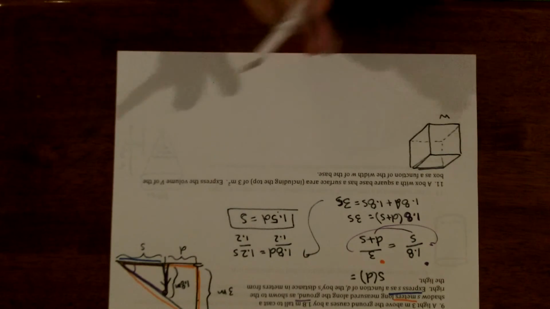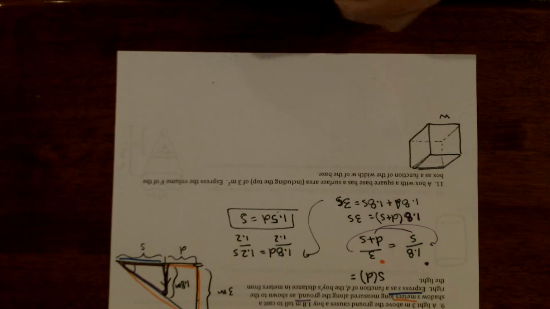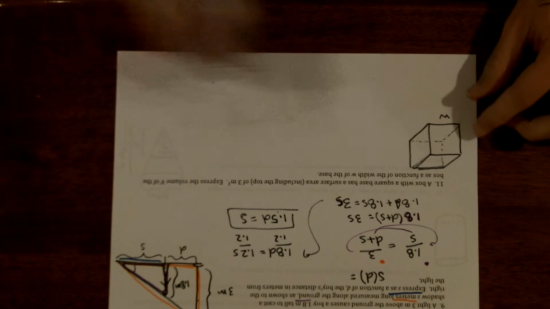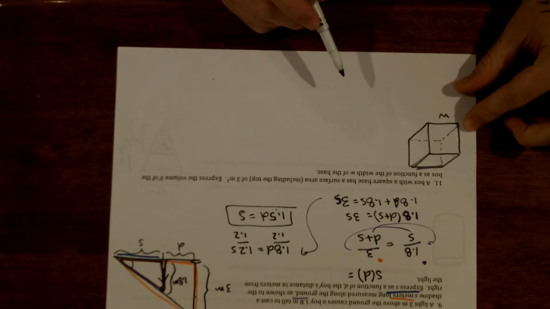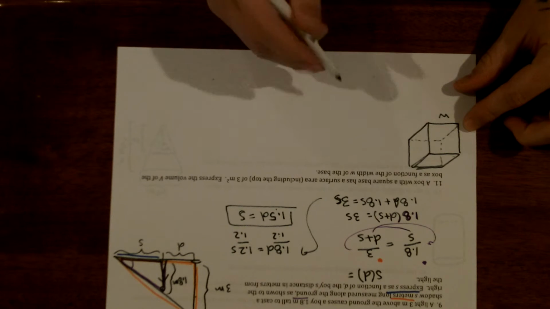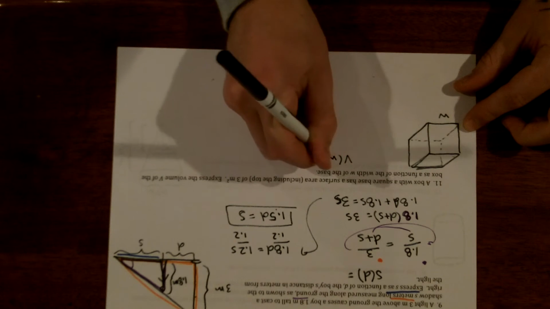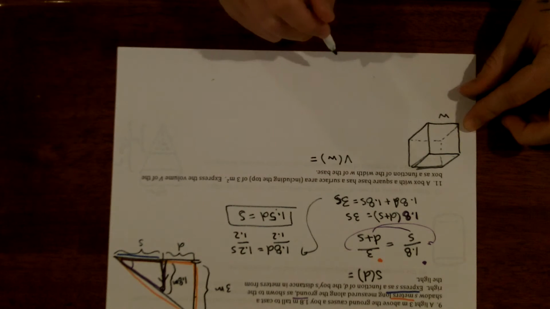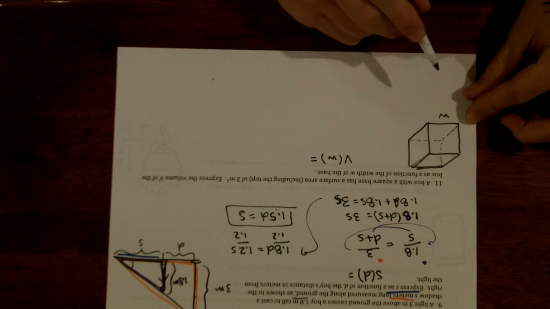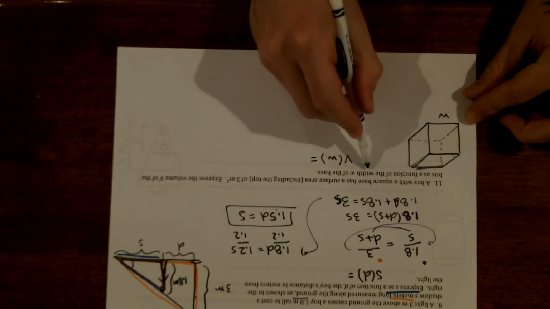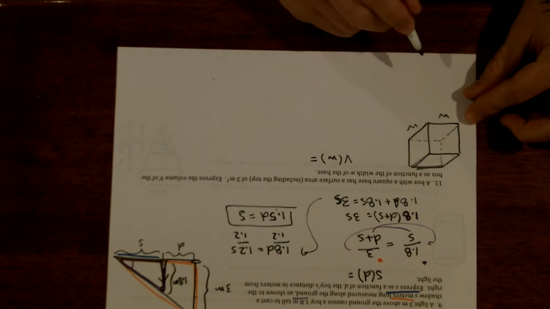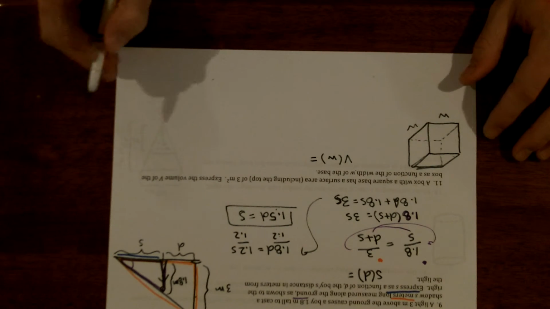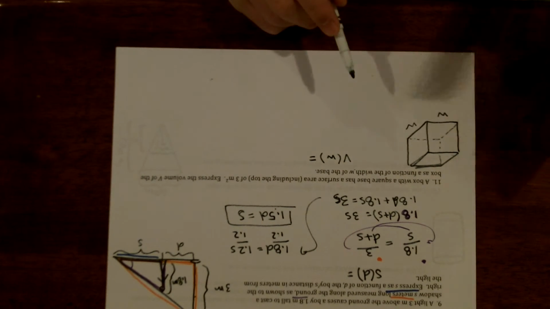Okay. Number 11, a box with a square base has a surface area, including the top, of 3 meters squared. Express the volume of the box as a function of the width, W, of the base. So we want volume as a function of W. What does that equal? Well, a box with a square base. If we said the width of the base was W, and it's a square base, that means the length is also going to be W. We do not know how tall the box is.